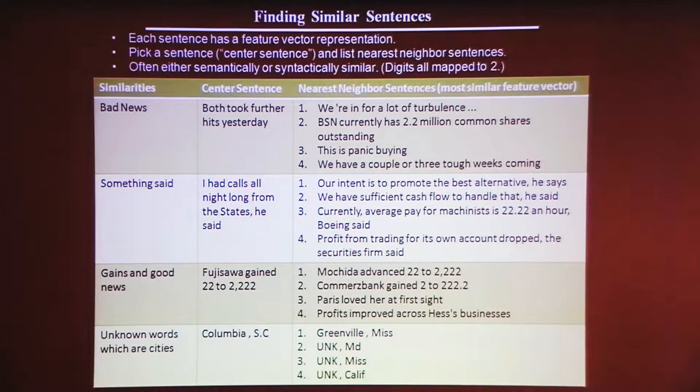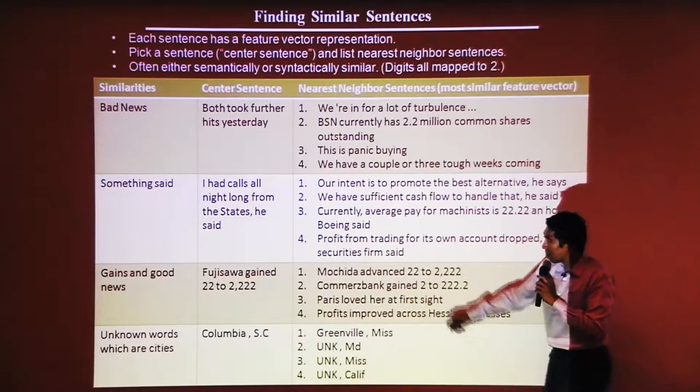So what you can do is, let's pick a sentence from the Wall Street Journal corpus. I'm going to call the sentence that we manually selected the center sentence. So in the middle column, the center sentence is a sentence that we selected manually. What we're going to do is parse a large corpus of text and then look at the feature representation for the center sentence and see what other sentences have similar feature vectors as this manually selected center sentence, okay? And what you see is that "both took further hits yesterday" is similar to "we're in for a lot of turbulence" and so on. On this diagram, the leftmost column was our human written interpretation of what's similar, right? So the leftmost column was a human label.